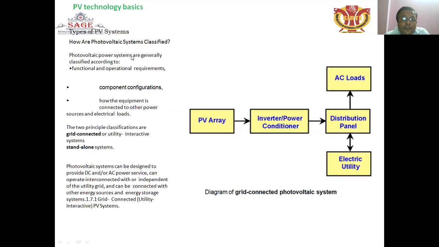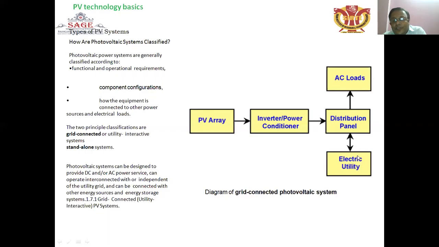How are photovoltaic systems classified? That is the PV array, and from the PV array, the inverter and the power conditioner are the devices. After that, there is the AC load and the electric utility. The distribution panel decides where the energy will go. There is the AC load and there will be the electric utility.